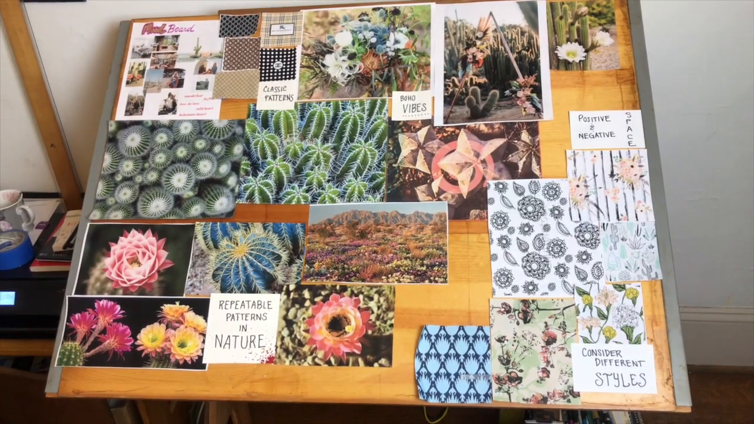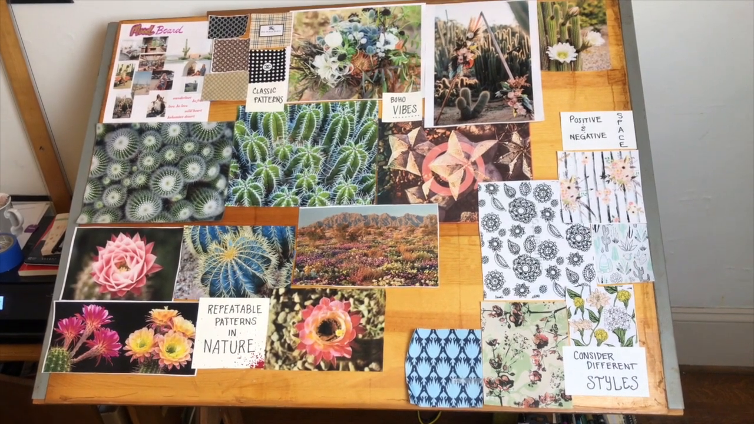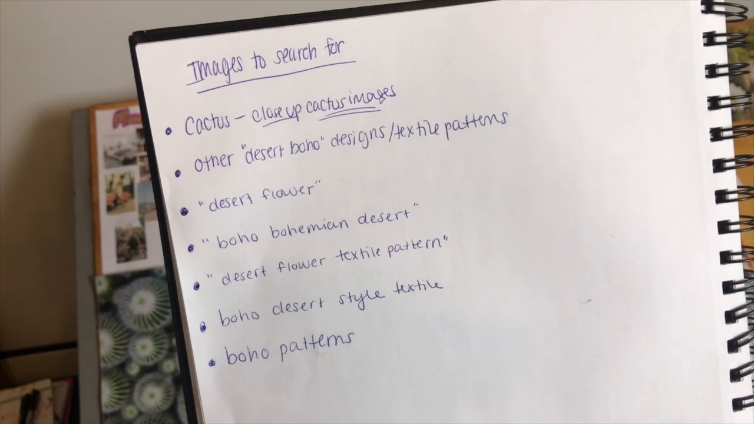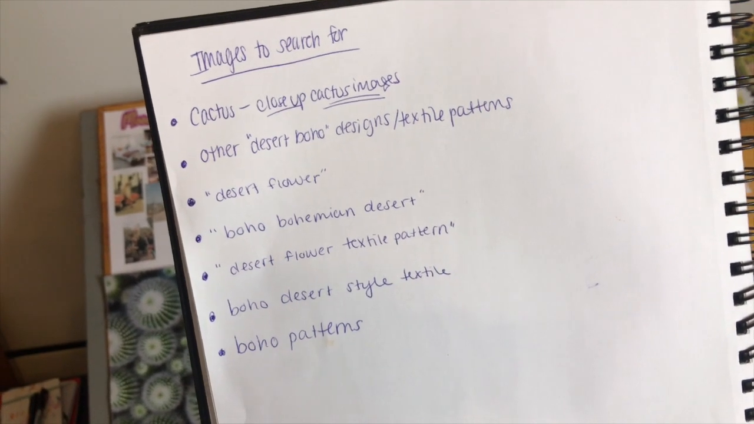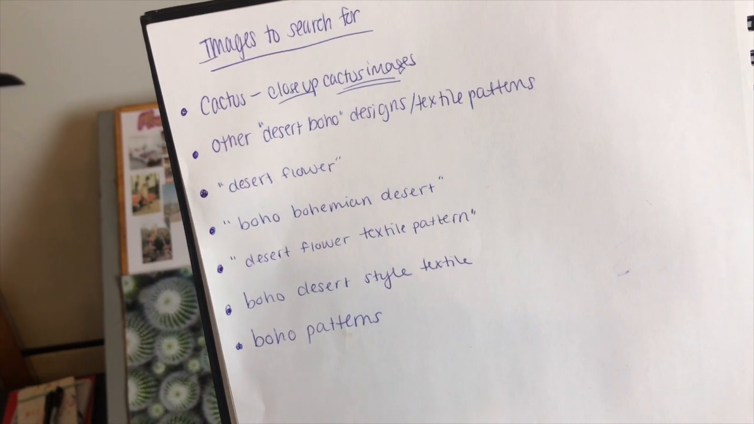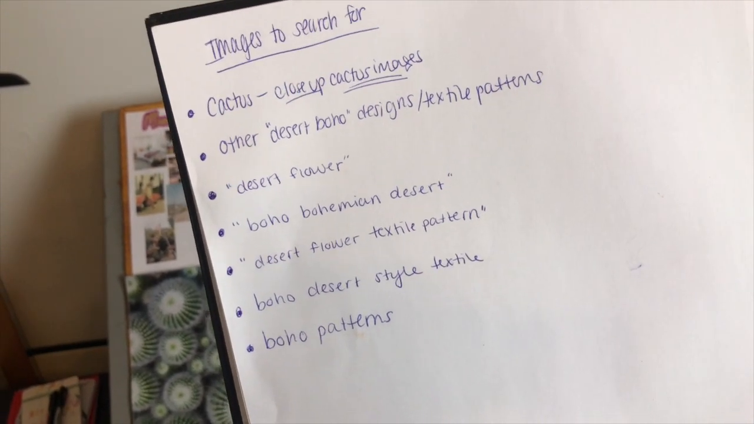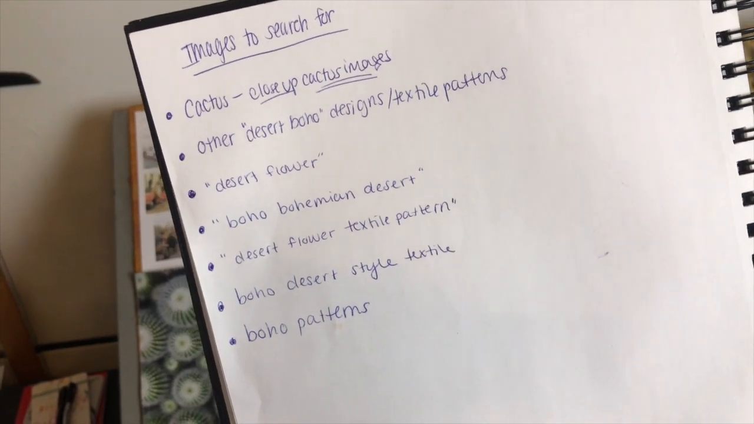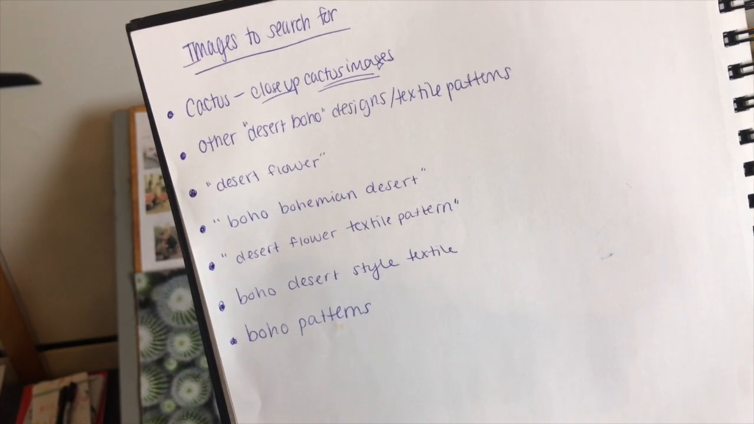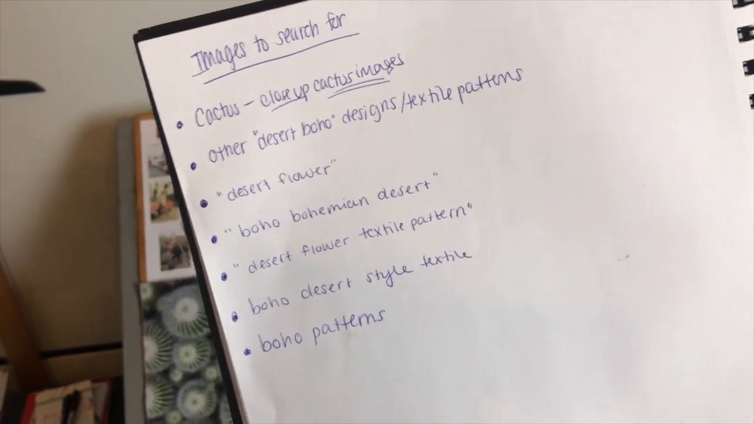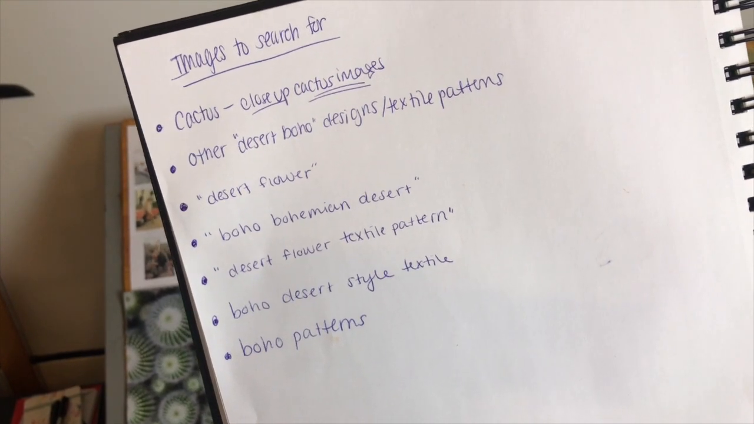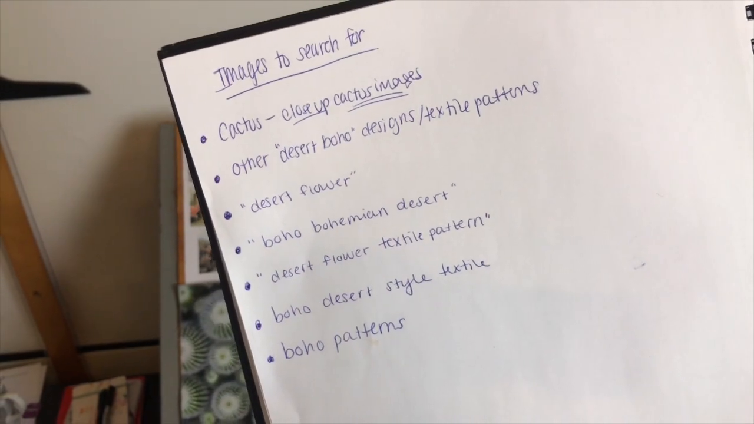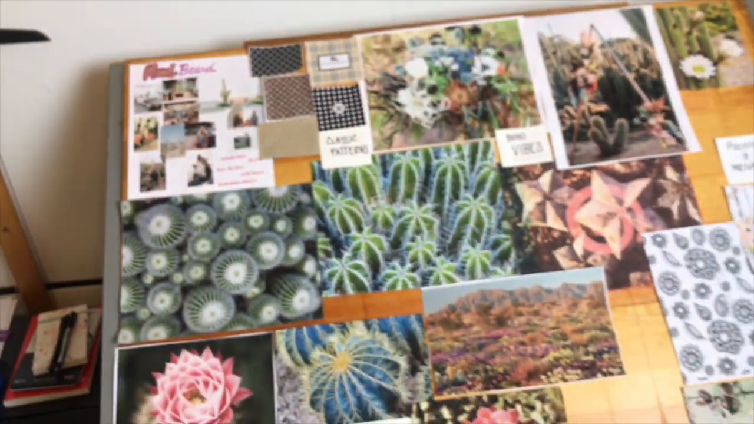So the next thing I did was I went online and I just researched images. Here are some examples of things that I searched. Sorry, this is a little messy. Before I even searched, I wrote down some search keywords for Google that I could type in: cactus, close-up cactus images, other desert boho designs, desert flower, boho patterns, boho desert style textile, textile patterns, desert flower textile patterns. I looked up all sorts of different images, and this is what I came up with.